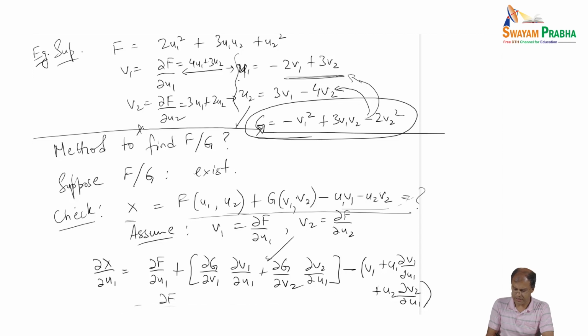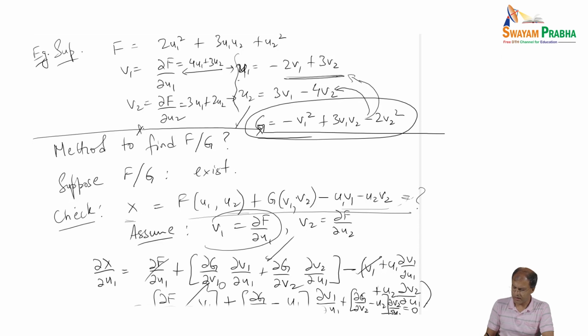We can club everything. So this is partial f partial u1 minus v1, plus partial g partial v1 minus u1 times partial v1 partial u1, and then we have two more terms remaining: partial g partial v2 minus u2 times partial v2 partial u1, and this is equal to 0, right? And now we have assumed v1 is partial f partial u1, so this is 0.